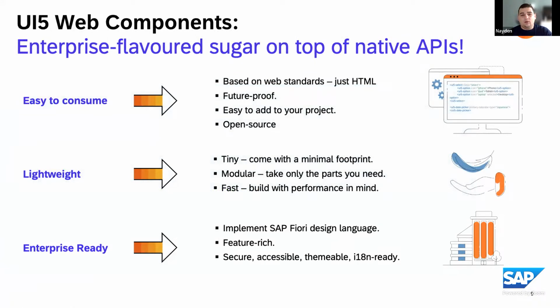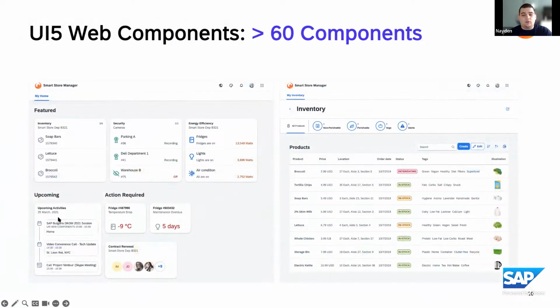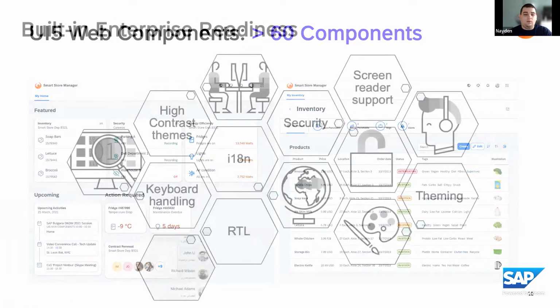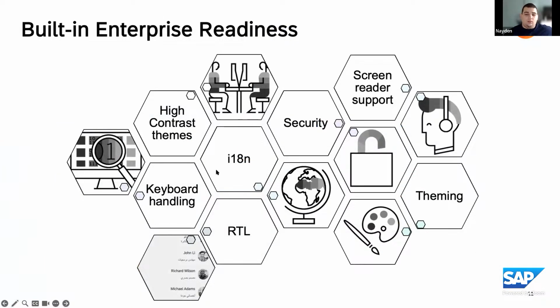Also, our UI5 Web Components elements are enterprise ready and feature rich. All components are implemented in the SAP Fiori design language. By feature rich, I mean that every component comes with built-in theming, internationalization, keyboard handling, and more things out of the box by simply using the custom elements.